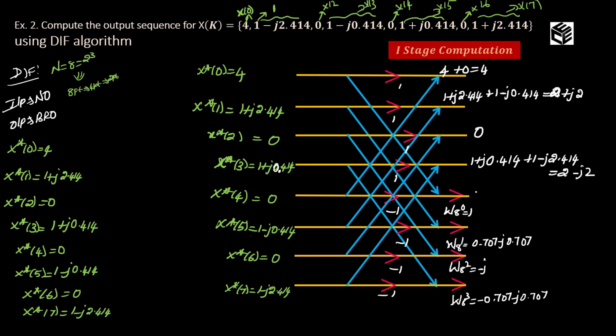Okay, and what about this line? This line is 4 and here it is 0. So 4 plus 0 is equal to 4.